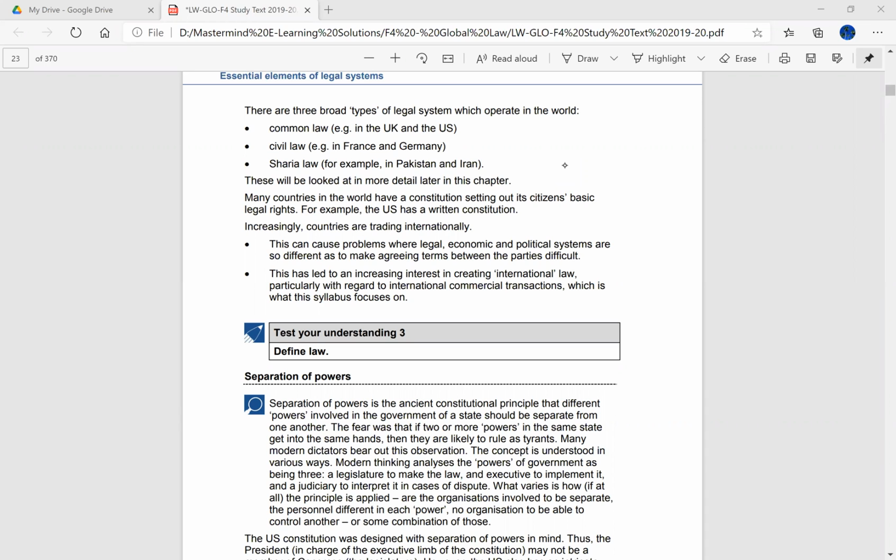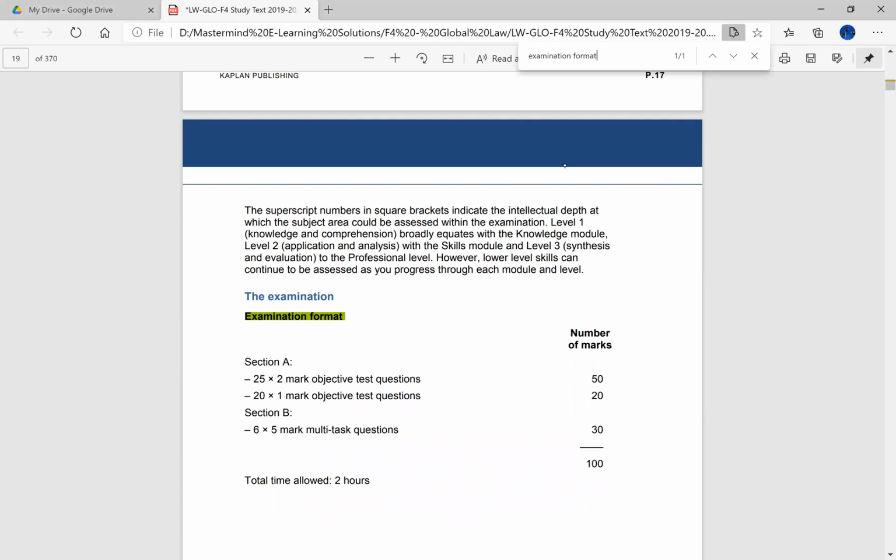I'll just go through the format once again for those who join in late. This is your exam format. Your paper will be divided into two sections. Section A will have 25 questions of 2 marks and 20 questions of 1 mark. Section B will have 6 questions of 5 marks. So in total, this becomes a 100-mark paper, and the total time given to you is 2 hours, which means 120 minutes. So you need to make sure you utilize your time in such a way that you allocate 1.2 minutes for every mark. Okay.